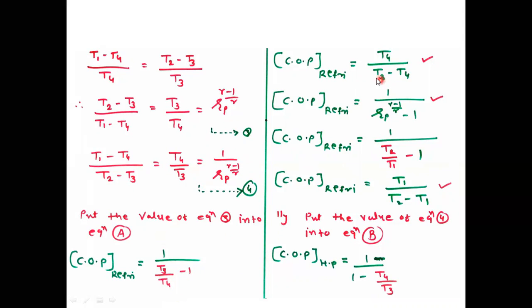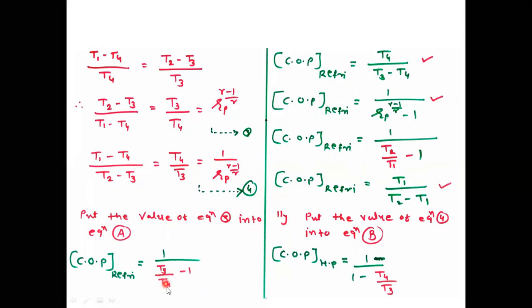So it finally goes to the numerator. So T4 divided by (T3 minus T4). This is the first equation of COP of refrigeration. If I put instead of this Rp raised to (gamma minus 1) upon gamma here, it will become 1 upon Rp raised to (gamma minus 1) upon gamma minus 1. This is my second equation.